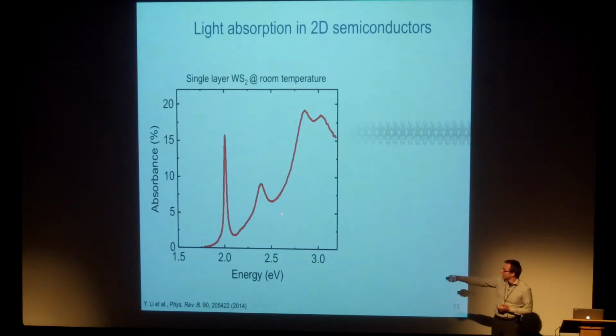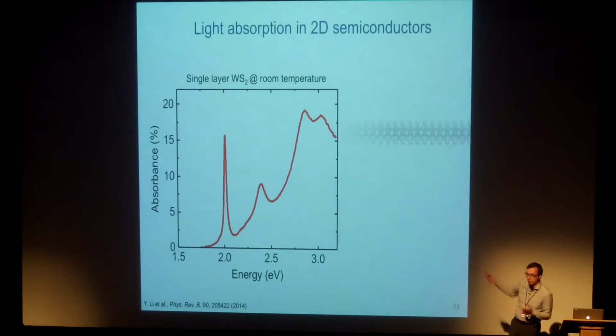And you see two things from the spectrum. First of all, the absorbance is very, very high. So we get 10 to 20% absorption in a material which is basically as thin as 0.6 nanometers. So it's quite a lot.